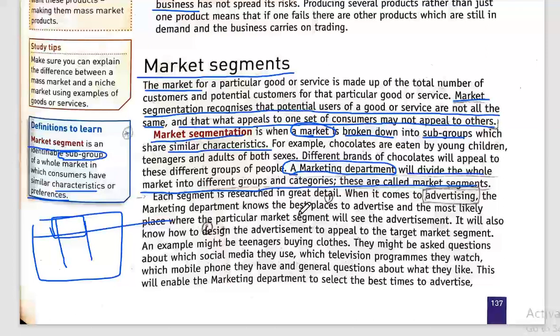So each segment is researched in great detail when it comes to advertising, and so each subgroup is going to be advertised in a specific way, different than other groups. So each group is going to have its own way of advertising. As a marketing team, I will advertise for each group in a way that's different than the other group. So as a marketing department, I will know the best places to advertise, and I will make sure that I advertise in a place where this subgroup will see the advertisement, and also know what the design is and how it's going to be appealing for the target market segment or subgroup.